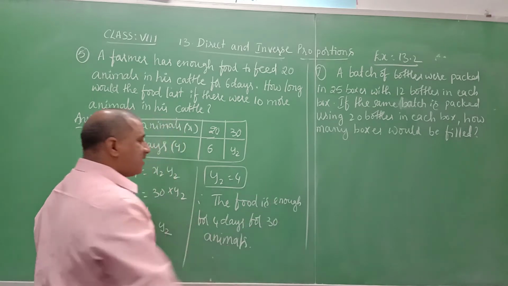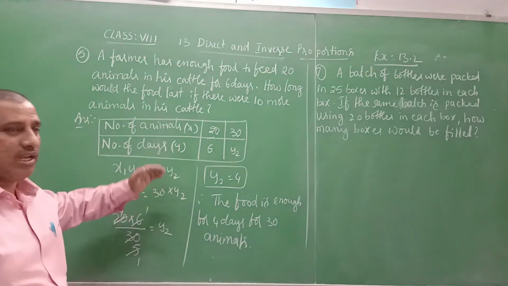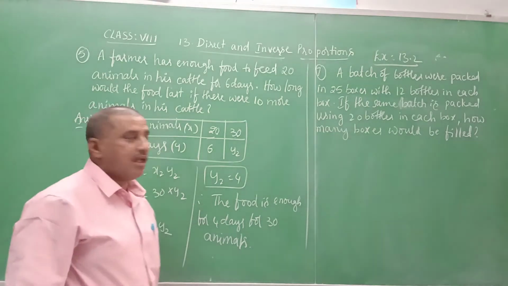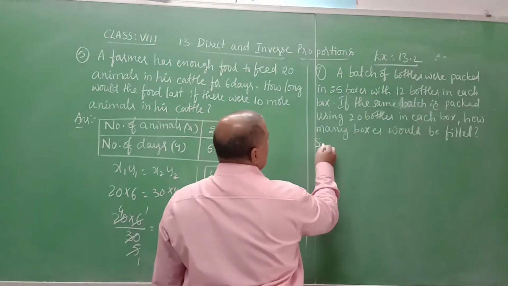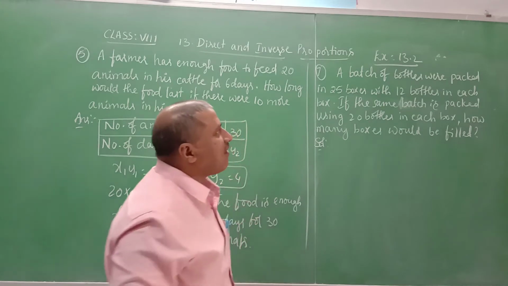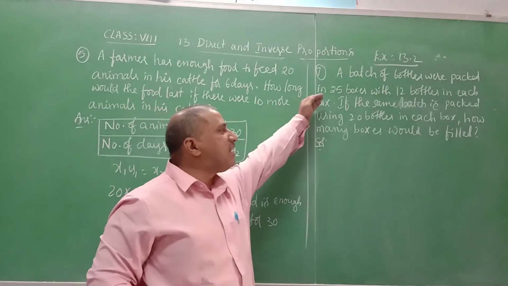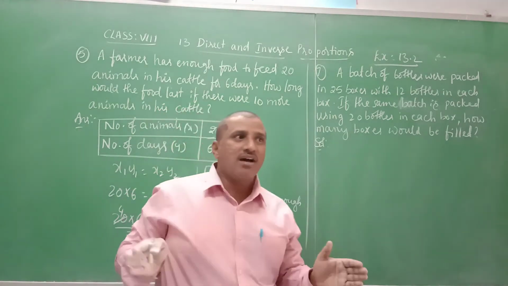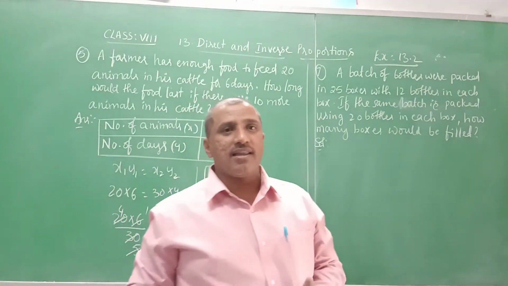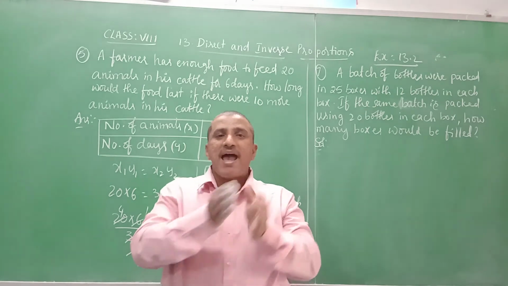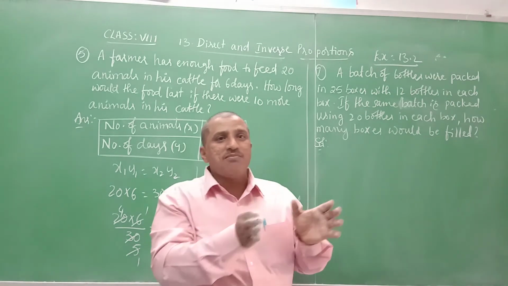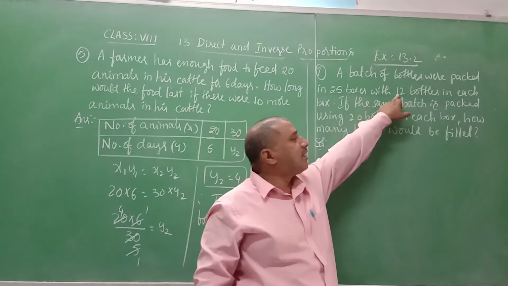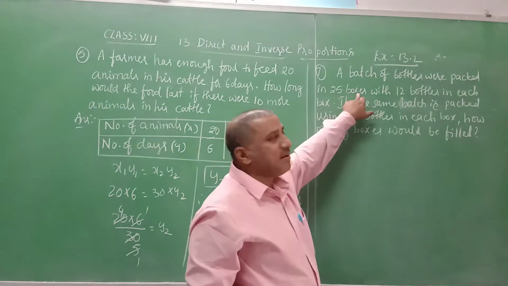If 30 animals are there, the food is sufficient only for 4 days. Next, see here we have the 7th one. A batch of bottles were packed in 25 boxes with 12 bottles in each box. So there are some bottles, and those bottles are packed in the boxes. Each box has 12 bottles, and a total of 25 boxes are there.